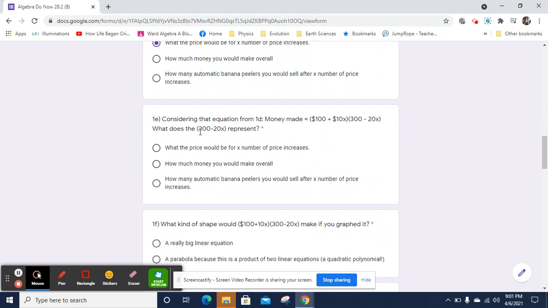Now, what does the 300 minus 20X represent? Well, you started with 300 sales, and you lost 20 sales every time you raised the price. So 300 minus 20 times X price increases. That's the number of automatic banana peelers you would sell.